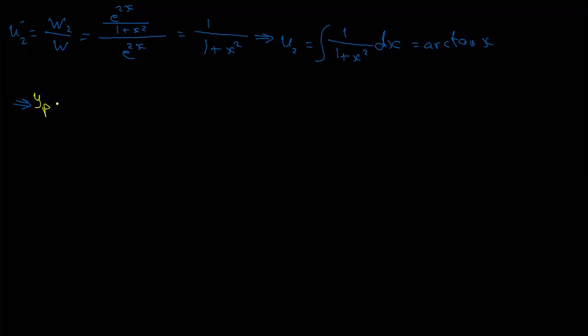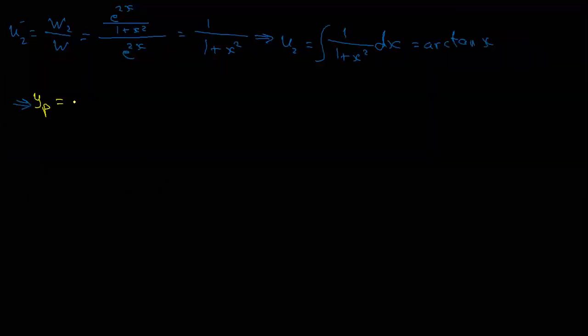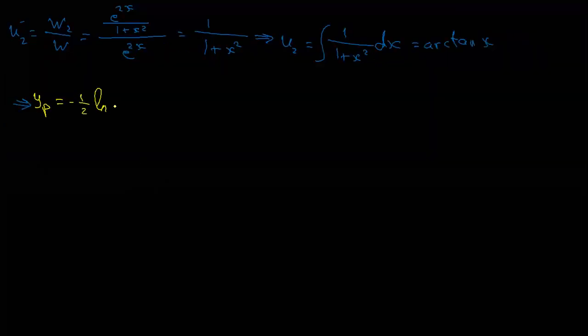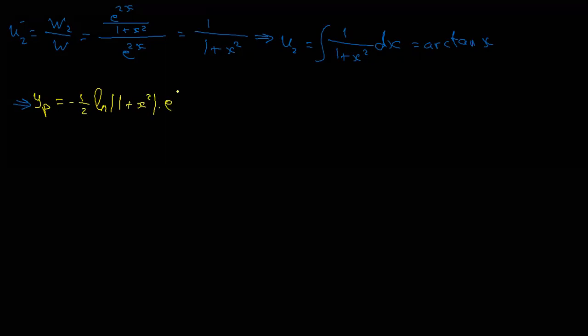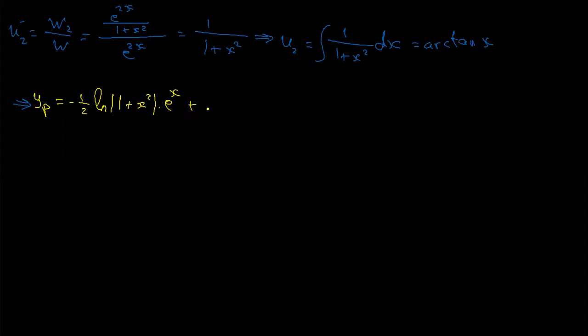yp is u1 times y1. u1 is negative half ln of 1 plus x squared, times my y1, which is e to the x, plus my u2, which is arctan x, times my y2, which is x e to the x. This is my yp. Third step, to give the general solution of the given non-homogeneous equation, it is yp, which you found in the second step, plus yc, which you found in the first step.